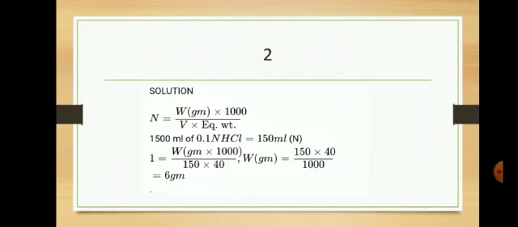Solution. Normality is equal to mass in grams into 1000 divided by volume into equivalent weight. 1500 ml of 0.1 normal HCl is equal to 150 ml of 1 normal. 1 is equal to mass in grams into 1000 divided by 150 into 40. Weight in gram is equal to 150 into 40 divided by 1000, which is equal to 6 gram.